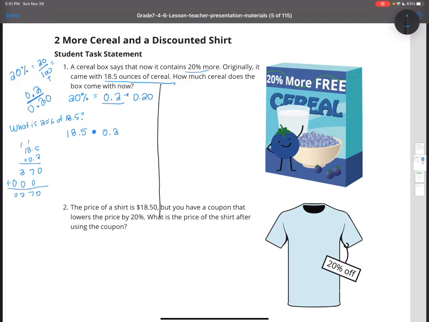I need to figure out where that decimal will go. Now I see 0370. There's one number behind this decimal and one number behind this decimal, which means my answer should have 2 digits behind the decimal, which would be this. So 3.7 or 3 7/10 ounces is 20% of 18.5.